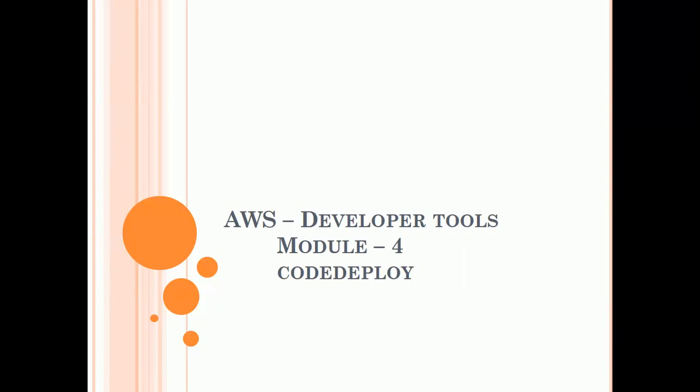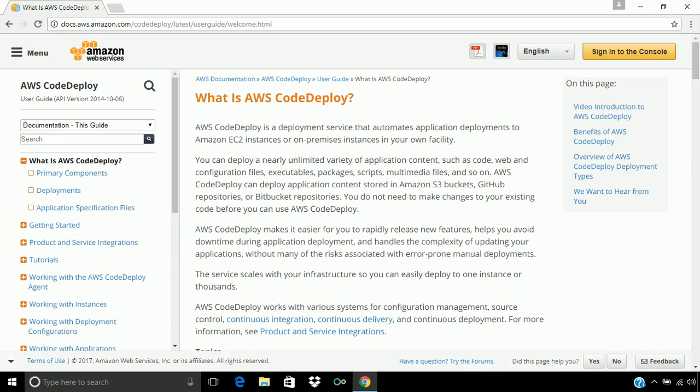Let's get started with our fourth module, that is CodeDeploy. In this module, we will see the basics of AWS CodeDeploy, its primary components, its benefits, its different deployment types, and how AWS CodeDeploy works. We will also see the application specification file structure and how it will be used in our deployments.